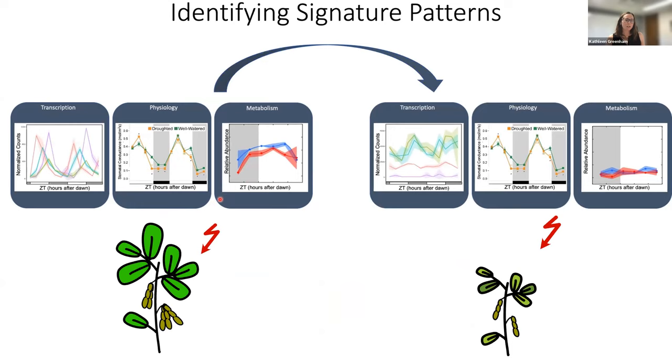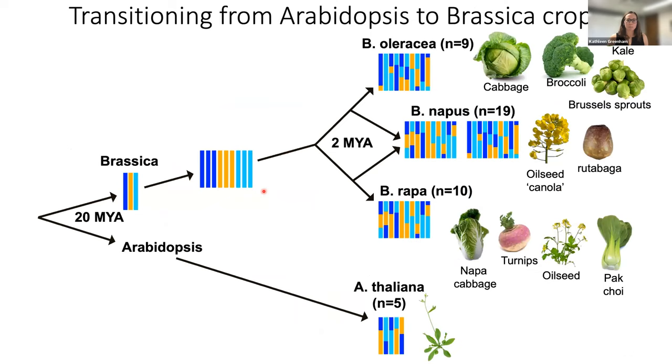So I'm going to talk to you today about transcription, a little physiology, but we're also doing quite a bit in metabolomics that I won't have time to talk about. So in the lab, we work in Arabidopsis and Brassica. Brassica is a really fantastic crop system to work in. It's incredibly morphologically diverse. It's closely related to Arabidopsis. So it's a really nice system to study different phenotypes and physiological responses while leveraging what we know in Arabidopsis.